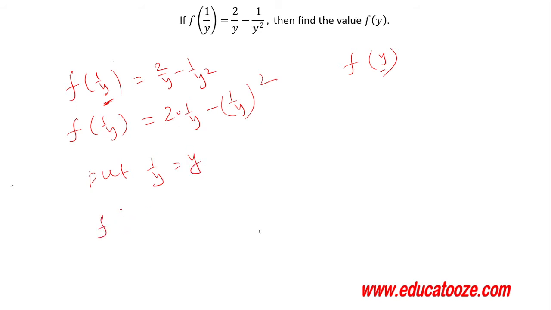What do you get? F of y. I have put 1 by y, that means wherever I see 1 by y, I'll put y. That is the main fundamental. 2 into y minus y square, that means 2y minus y square. Then what is f of y? F of y is nothing but 2y minus y square. So it's very simple. Keep it very simple. See the variable here is 1 by y, and we need to transfer this 1 by y to y, and then you will get the value that is asked for.